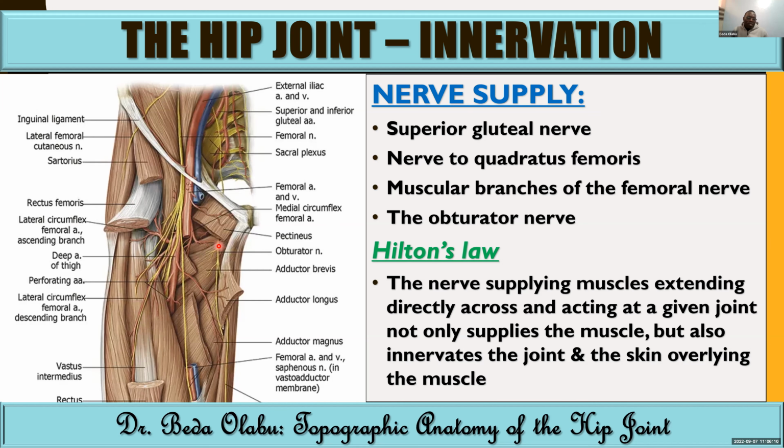There has been very little dispute about Hilton's law. It is largely true, and so you can take that to the bank. So if you don't know any nerve, just look at the muscles around that particular joint, look at the nerve supply, and mention those nerves. You'll most likely be right.